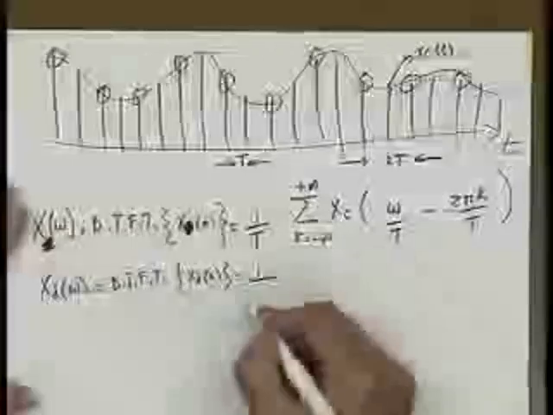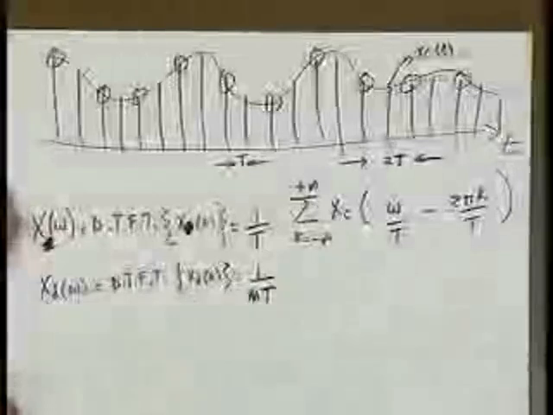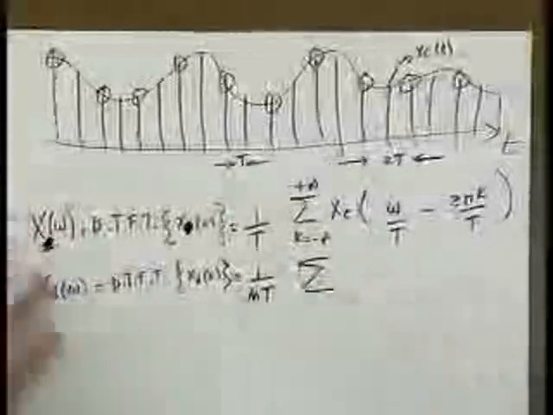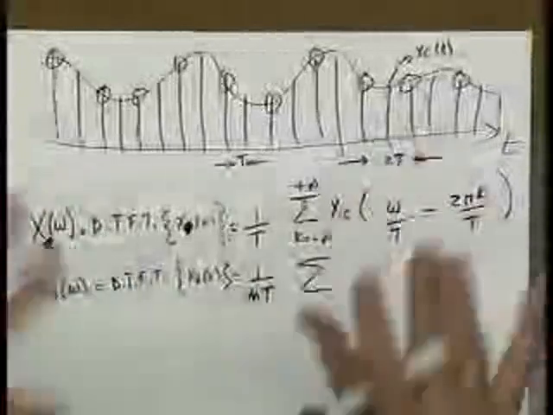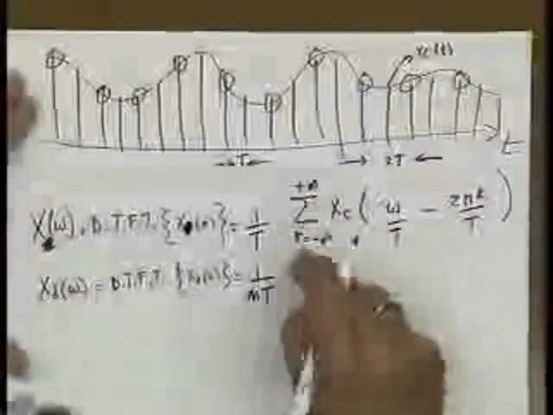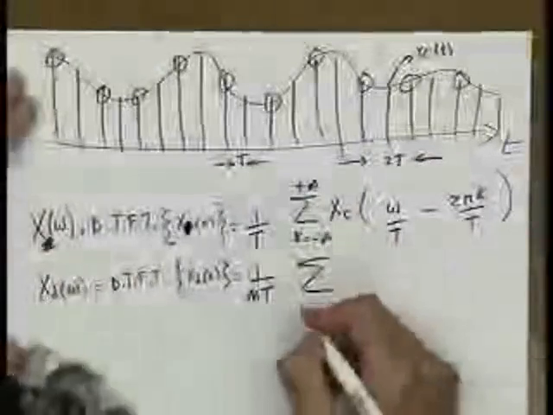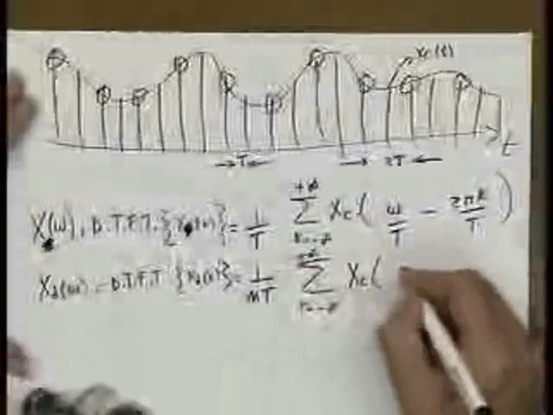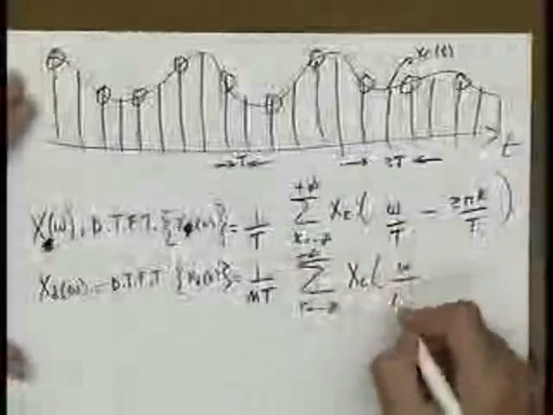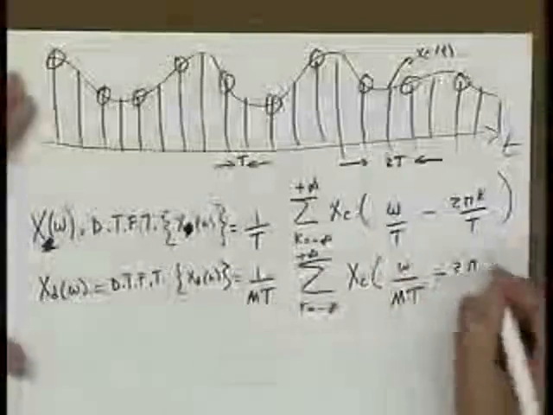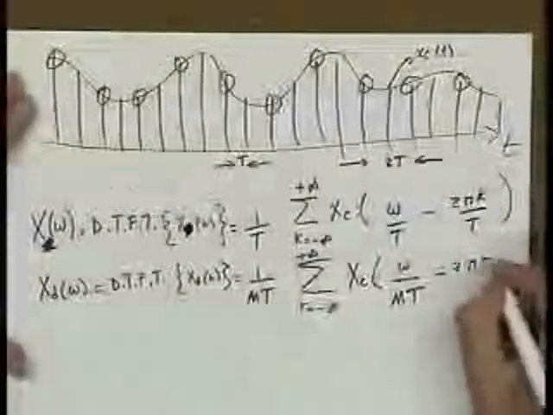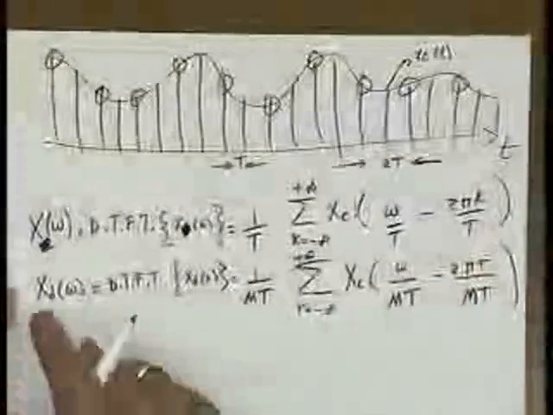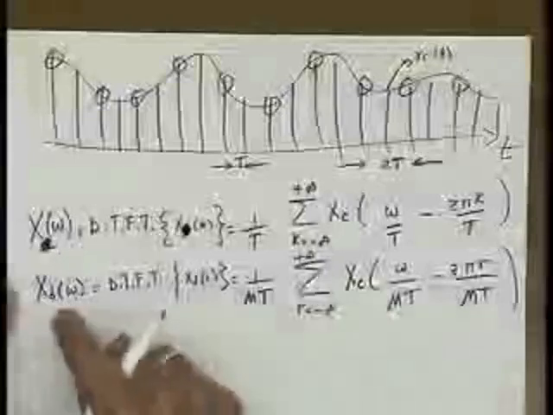So it's 1 over MT, summation, and to avoid future confusion, I'm just going to change the dummy index k to r. r from minus infinity to plus infinity, x sub c of omega, now replace the T with MT, minus 2 pi k, which is the same as r, our dummy variable, over MT. So that's how the continuous time signal is related to x sub d.